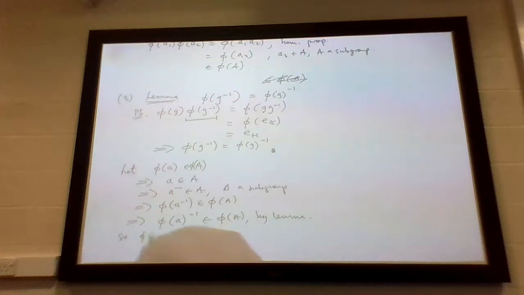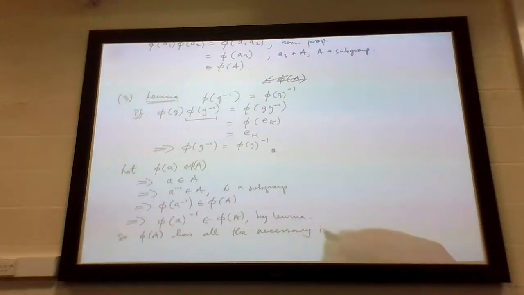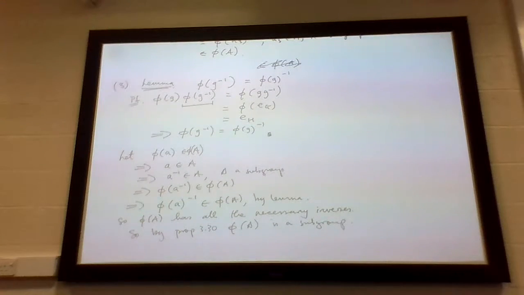So φA has all the necessary inverses, the inverses of all its elements. So by proposition 3.30, φA is a subgroup. And how many elements does it have? Same amount as A, because φ is a bijection. The number of things in φA is equal to the number of things in A. So it's by bijection.